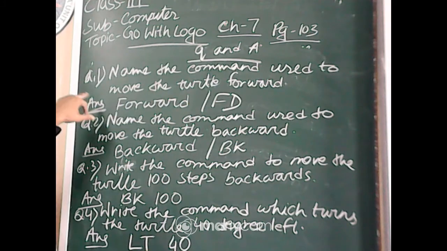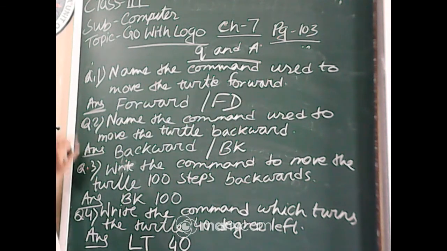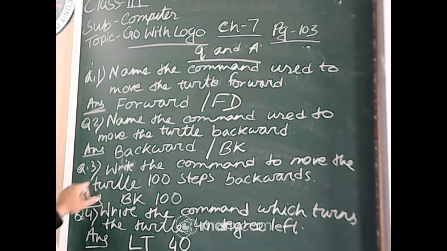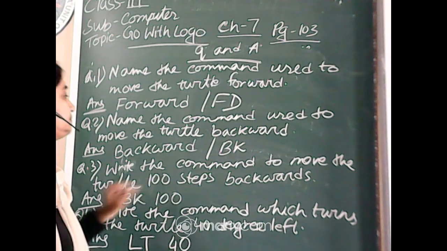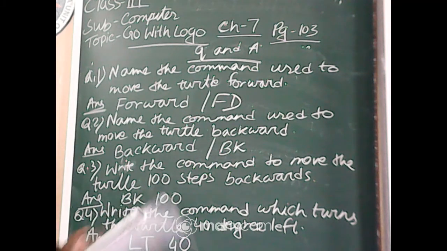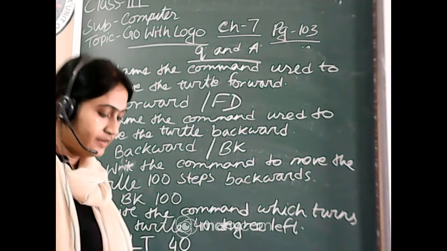Name the command used to move the turtle forward: FD. Next, question number 2. Name the command used to move the turtle backward: BK. Number 3. Write the command to move the turtle 100 steps backward: BK 100. Now question number 4. Write the command which turns the turtle 40 degrees left: LT 40. Okay.